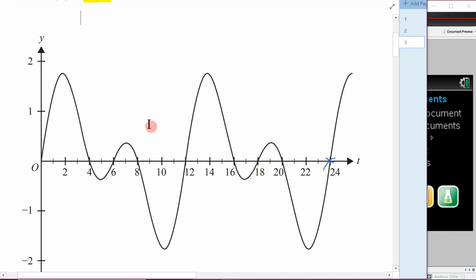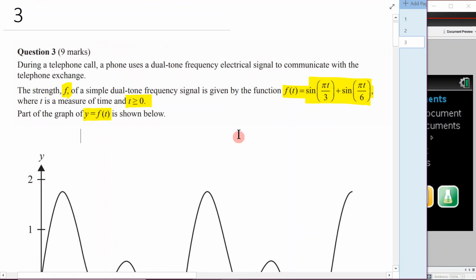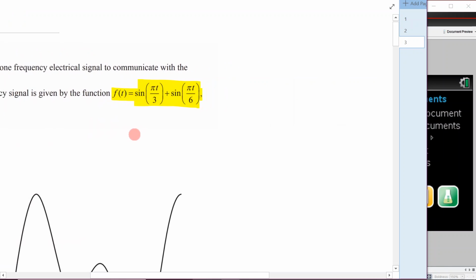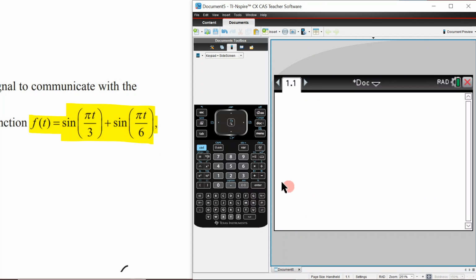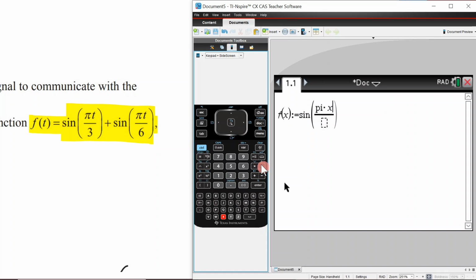So if we come now and just come here, this is what it looks like. Before we look at any of the questions, the first thing I'm going to do is get my CAS to define what this function is going to be. So I'm going to come over here to my CAS and say f of x. Even though they're using t, I'm just going to use x. Control equals sine, control divide, pi times x over 3, close my brackets, plus sine, open my brackets, control divide of pi times x over 6, close my brackets.